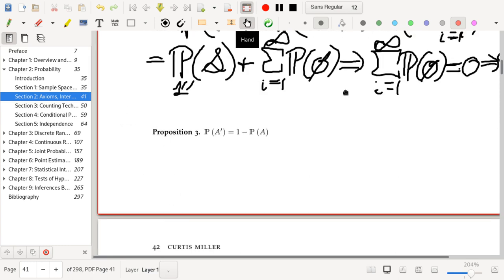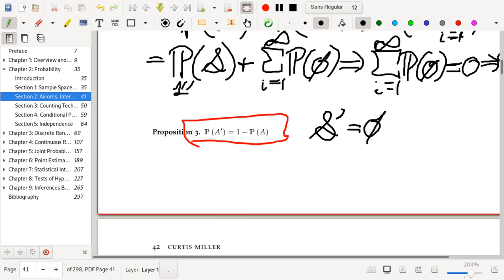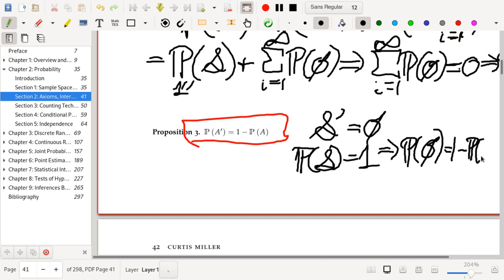For example, proposition 3. If we had this already, then the proposition that we just proved would actually be rather easy, because the complement of the sample space is equal to the empty set, and the probability of the sample space is equal to 1. Since the empty set is the complement of the sample space, if proposition 3 were in fact true, the probability of the empty set is equal to 1 minus the probability of the sample space, which is 1 minus 1, which equals 0, right? If we had proposition 3, it would be rather easy to prove that the probability of the empty set is 0. But in order to prove proposition 3, we're going to have to probably use some of those other propositions.